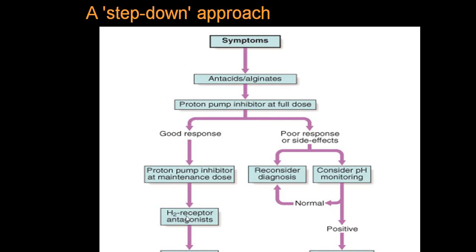You can use an H2 receptor antagonist and antacids. If there is a poor response, reconsider the diagnosis. You can go for investigations like pH monitoring, esophageal manometry, endoscopy, etc. If it is normal, then reconsider the diagnosis again. If it is positive, now you can go for what we call a surgical intervention like fundoplication.